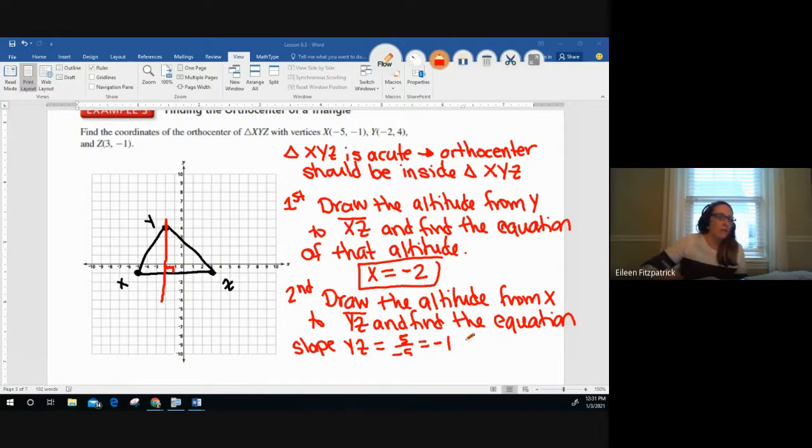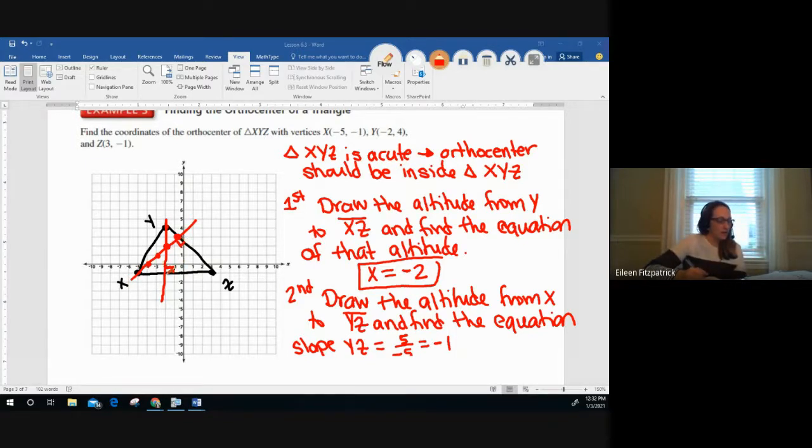So that means the slope of the altitude is the opposite reciprocal, because remember, the altitude is perpendicular and perpendicular lines have slopes that are opposite reciprocals. So if the slope of YZ is -1, the slope of your perpendicular line is going to be +1. So I start at the vertex and I just go up 1 over 1, up 1 over 1, up 1 over 1, up 1 over 1. Okay, and so on and so forth. And there is the altitude from X to YZ.